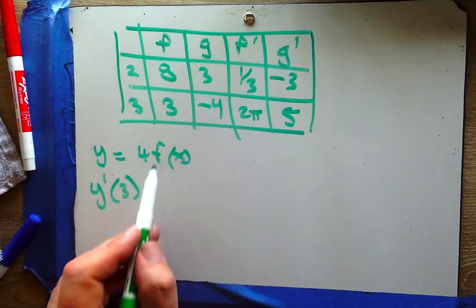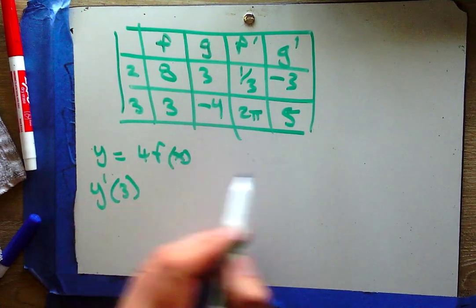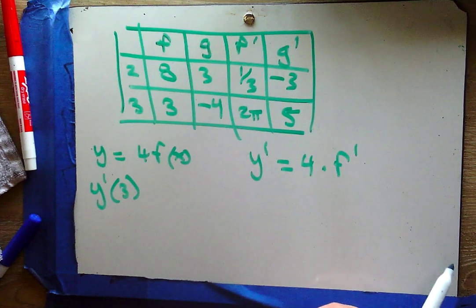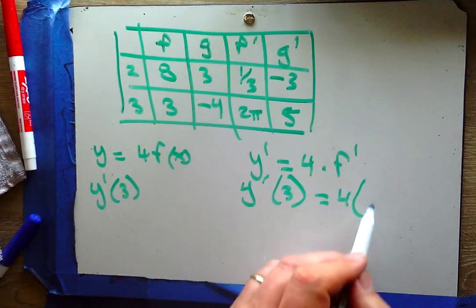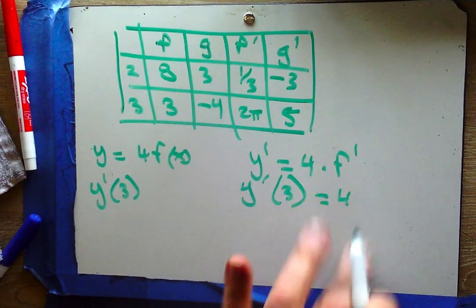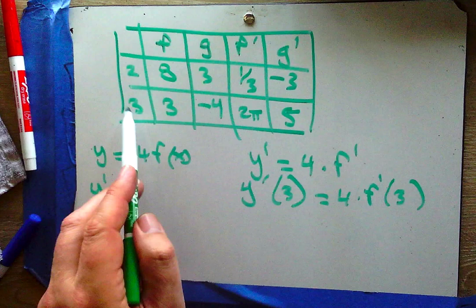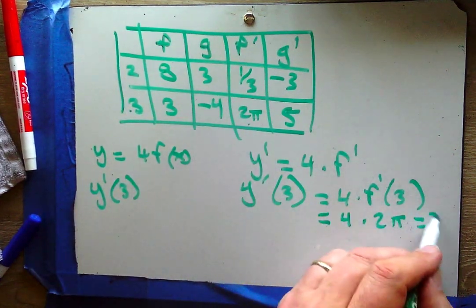Please don't use the product rule. It's a constant times a function. Y prime is going to be the constant times the derivative of the function. I want y prime of 3. That's 4 times f prime of 3. F prime of 3 is 2 pi. 4 times 2 pi, that's 8 pi.